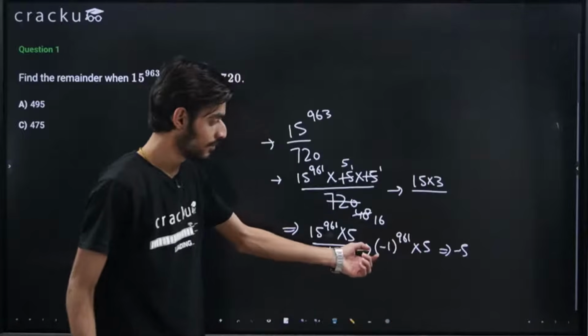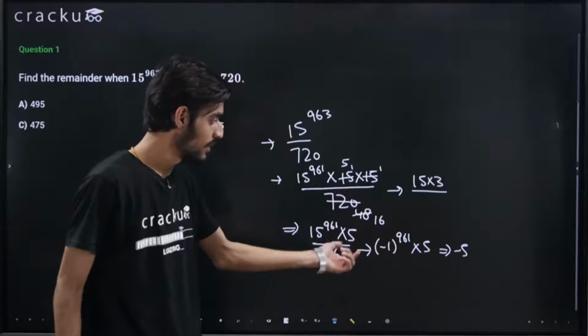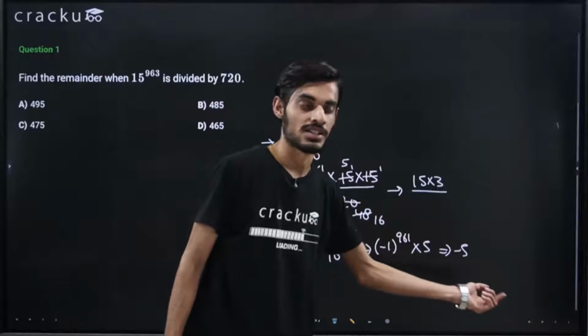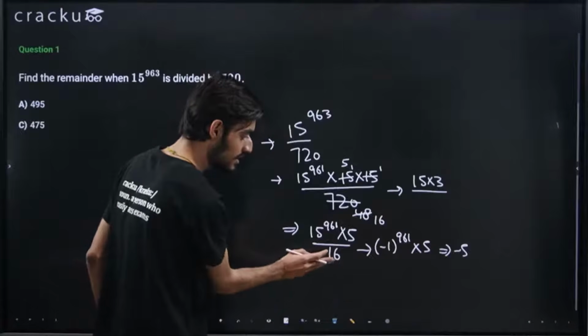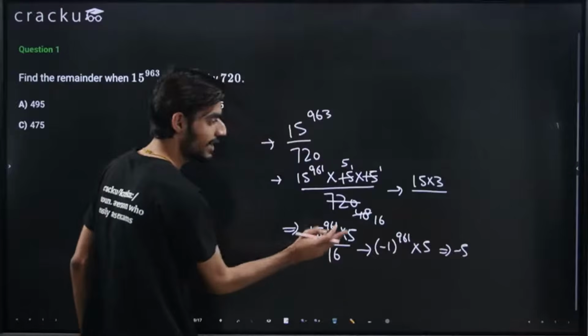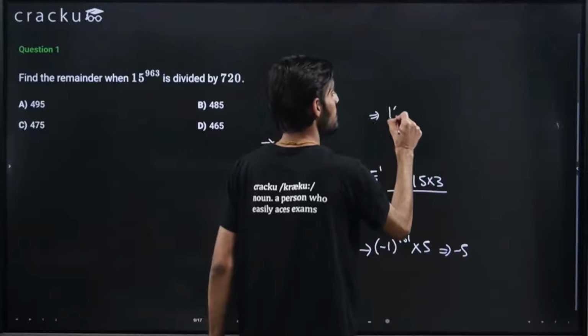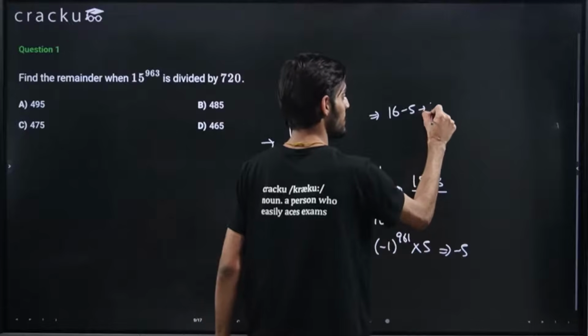Even though we use negative remainder to ease our calculation, we don't write a negative remainder as the final answer. So what I can do is subtract this 5 from 16 to get our positive remainder. That will be 16 minus 5, that is 11.